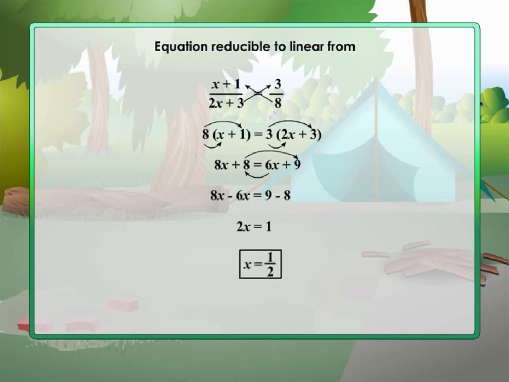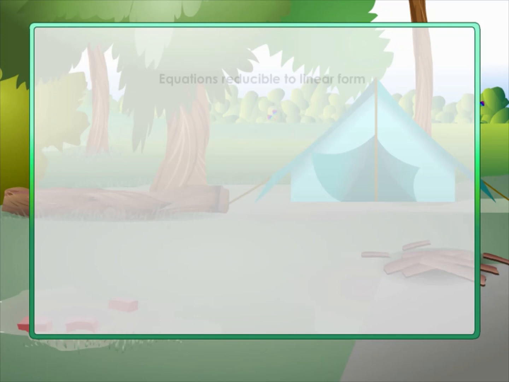Again, to find the value of x, take 2 to the right side, it will go to the denominator. Hence, x is equal to 1 divided by 2 is the required solution. Now we are going to discuss another problem involving an equation reducible to linear form.